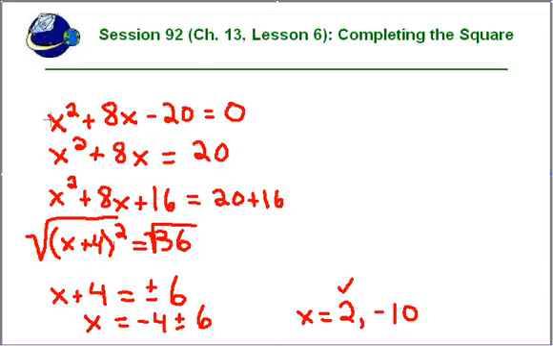Minus 10 squared is 100. Minus 10 times 8 is minus 80. 100 minus 80 is 100. Or excuse me, 100 minus 80 is 20. And 20 minus 20 is 0. So minus 10 also works.